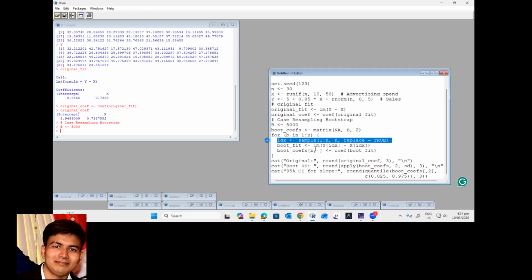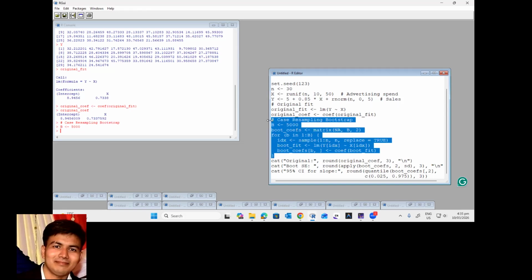And after that, in boot fit, we are fitting a linear regression using the resampled data, in Y idx and X idx, to preserve the original pairing of X and Y. In the boot coefficients, we are storing the intercept in the first column, and in the second column we are storing the slope from these bootstrap fits in the corresponding row. All right, so this one we will run.